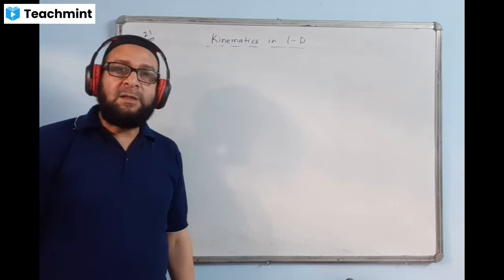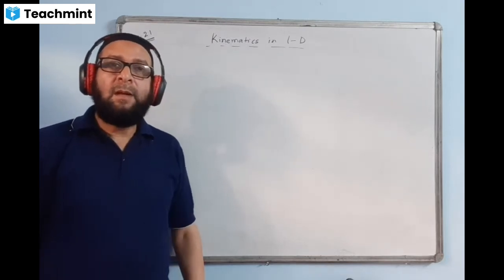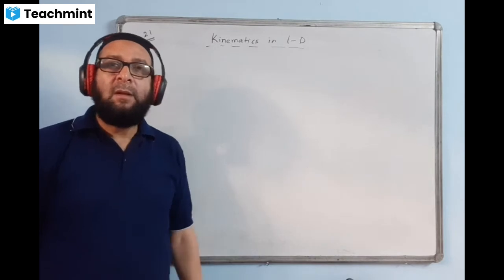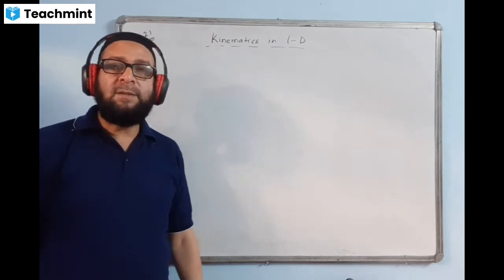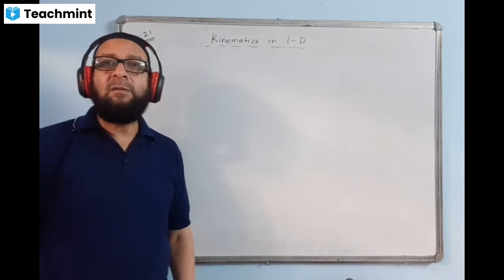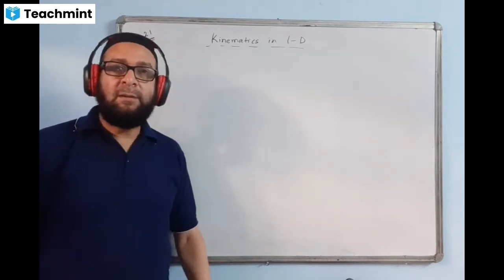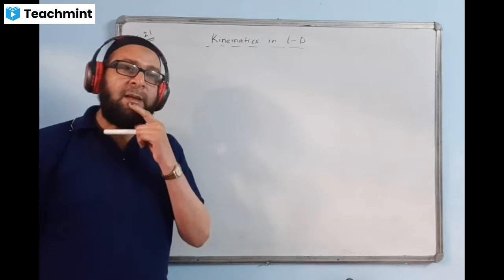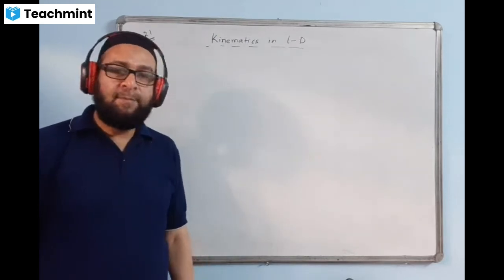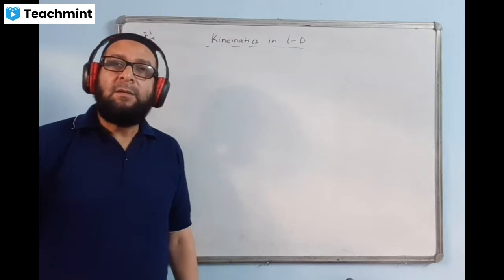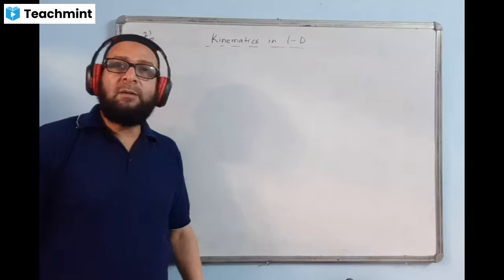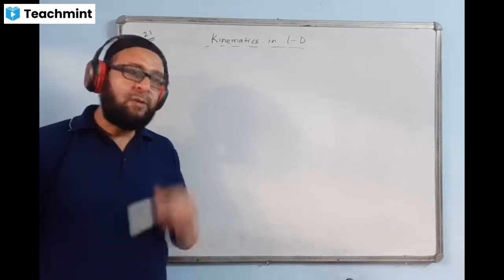What is the speed? The distance by time. And what is velocity? The displacement by time in a particular direction. Velocity is vector, speed is scalar, that you know already. What is acceleration? The rate of change of velocity. Acceleration is denoted by A, and the formula of A is change in velocity upon time. The SI unit of acceleration is meter per second square. You know about that also. Yes, very good. We all know that.